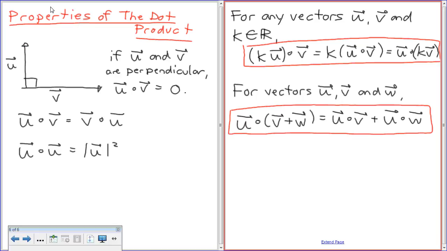On to the dot product for Cartesian vectors.